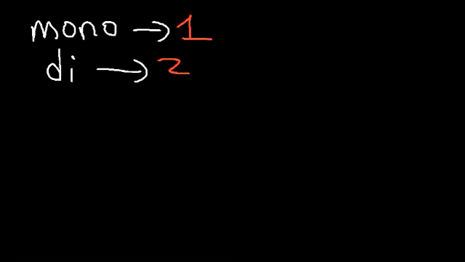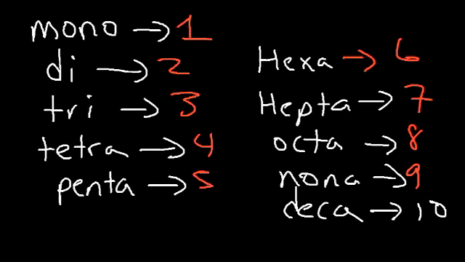I wrote 7 for hexa, but I meant to write 6. Hepta is 7. Octa is 8. Nona is 9. And finally, deca represents 10. So now let's put this information to good use.